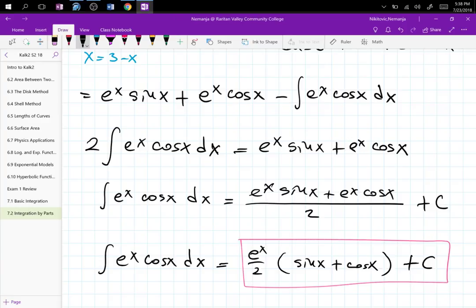There we go. So you had a question? Yeah, so is this like an isolated case? Yes. It's not like a common problem where you're going to solve it this way? No. So you have e to the x times sine x and e to the x times cosine x.